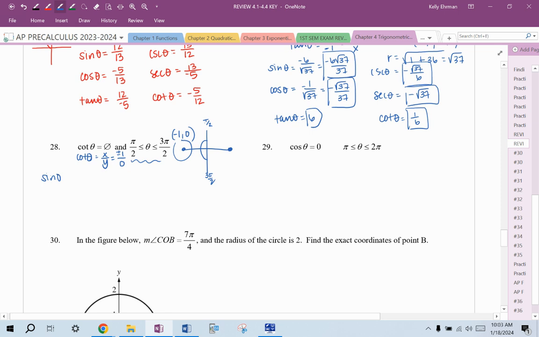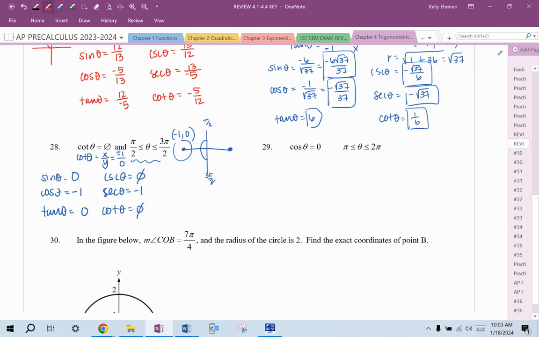So sine of theta is the y value, which is 0. Cosine theta is the x value, which is -1. Tangent theta is y over x, which is 0. Cosecant theta is undefined, the reciprocal of 0. Secant theta, reciprocal of -1 is -1. And cotangent was already given. I'm just going to write it again.